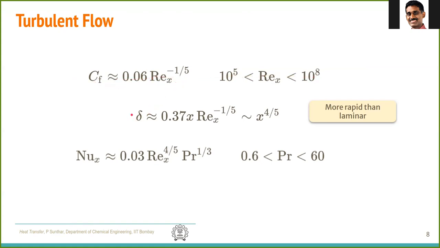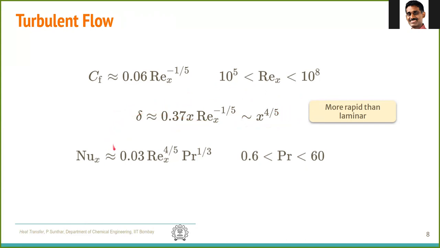From this, we can find the momentum boundary layer thickness, which goes as Re_x power minus 1 by 5 times x. So delta by x goes as Re_x power minus 1 by 5. So delta goes as x times this. And therefore, this has an exponent x power 1 by 5 times x, which goes as x power 4 by 5. So delta in the case of turbulent boundary layer goes as x power 4 by 5. Remember, the delta in the case of laminar boundary layer went as x power 1 by 2, that is square root of x. 4 by 5, which is 0.8, is much more rapid than square root of x dependence. So the turbulent boundary layer grows much faster than the laminar boundary layer.